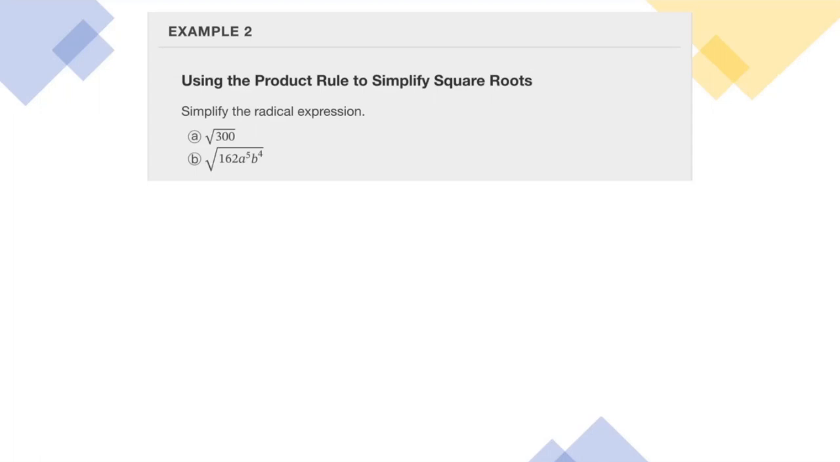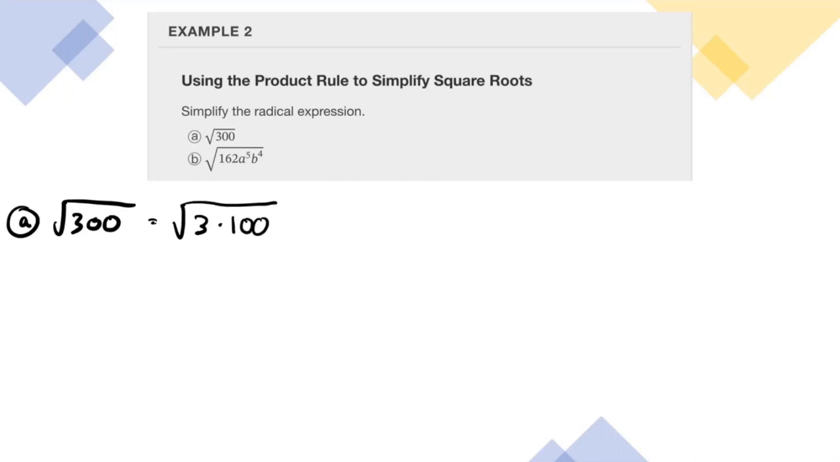All right, let's look at this example. Using the product rule to simplify square roots. We're asked to simplify the radical expression. Okay, so let's start off with part A. We have the square root of 300, right? Now 300 is not a perfect square, but it is a product. It's something times something else, right? So 300 is what? 3 times 100, right? So that's going to be the square root of 3 times 100.